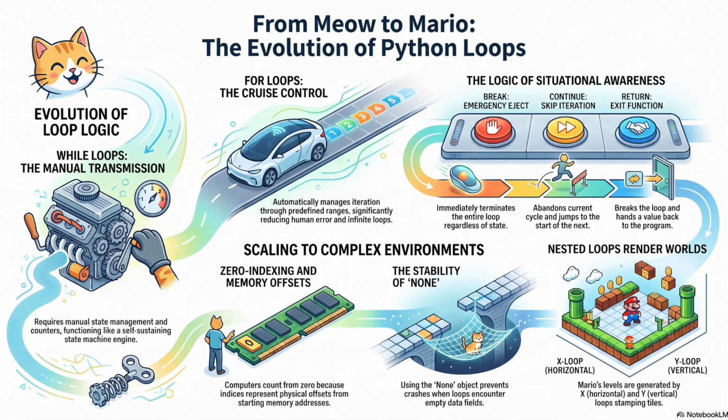Okay, but let me push back a little. If the for loop manages the state automatically and is so much safer, why ever use a while loop at all? Like, why not just use cruise control everywhere? Because cruise control only works when you know the length of the road. Oh, interesting. Right. For loops require a known finite sequence.